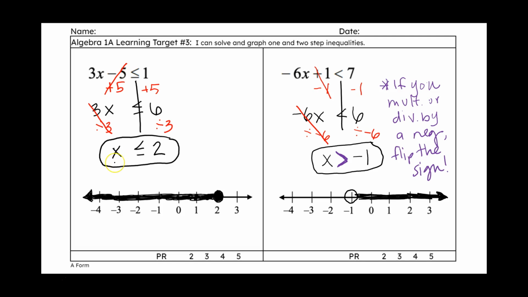As long as your variable is on the left here, then the inequality actually points to which way you should be shading. All the values here, see it's pointing this way to the left, so you're shading to the left of your boundary. This one, I've got my variable on the left, and this is pointing towards the right, so you're going to be shading to the right.